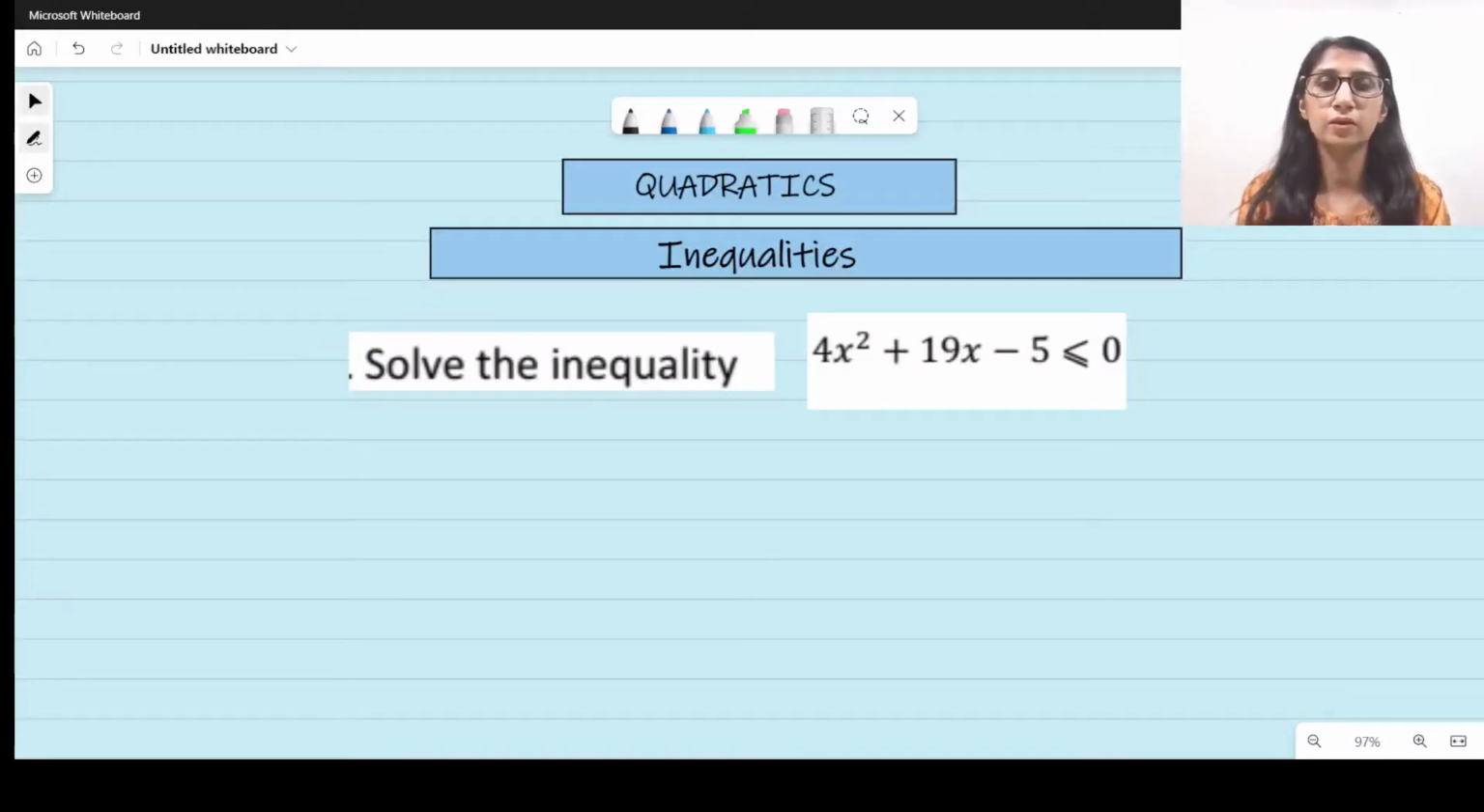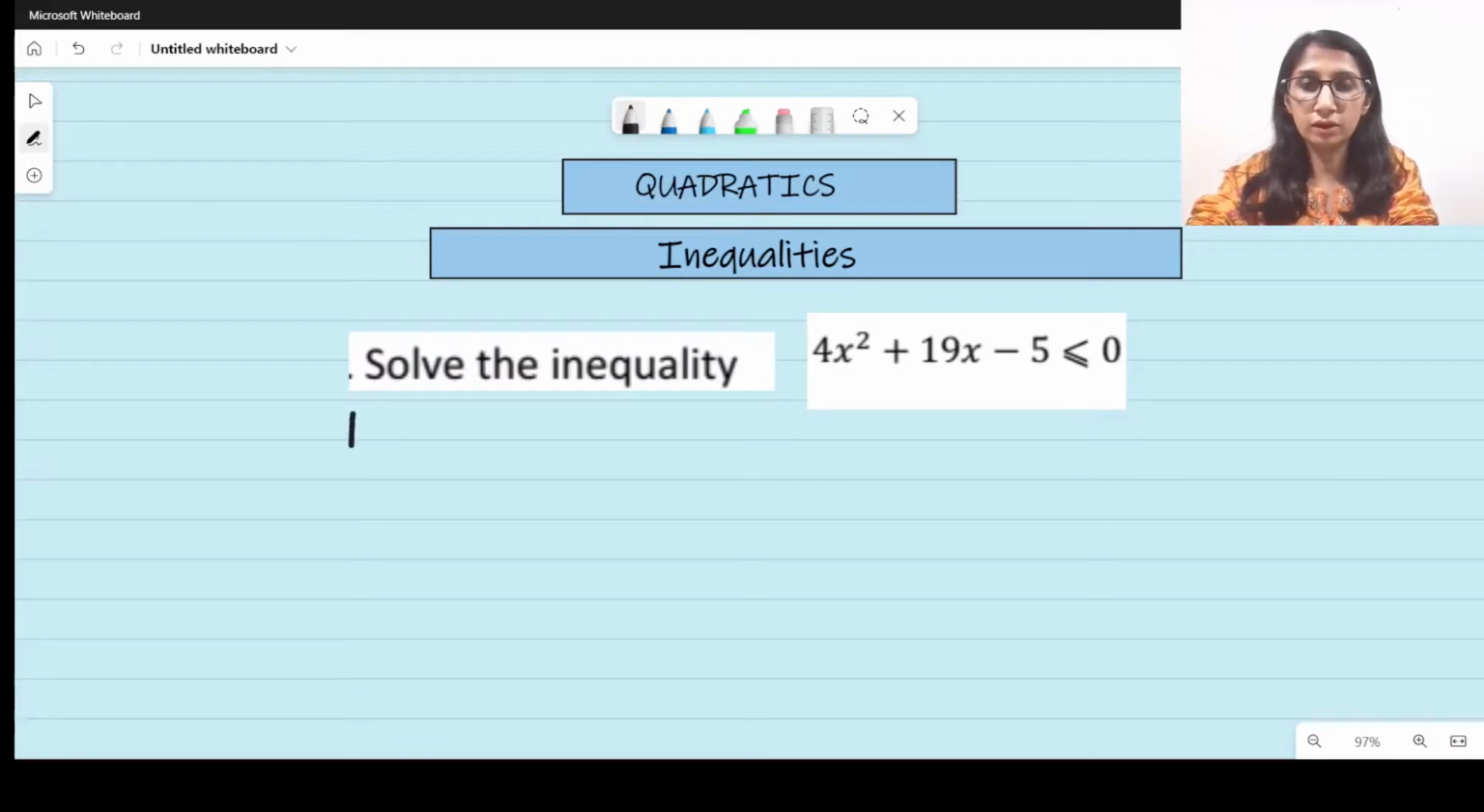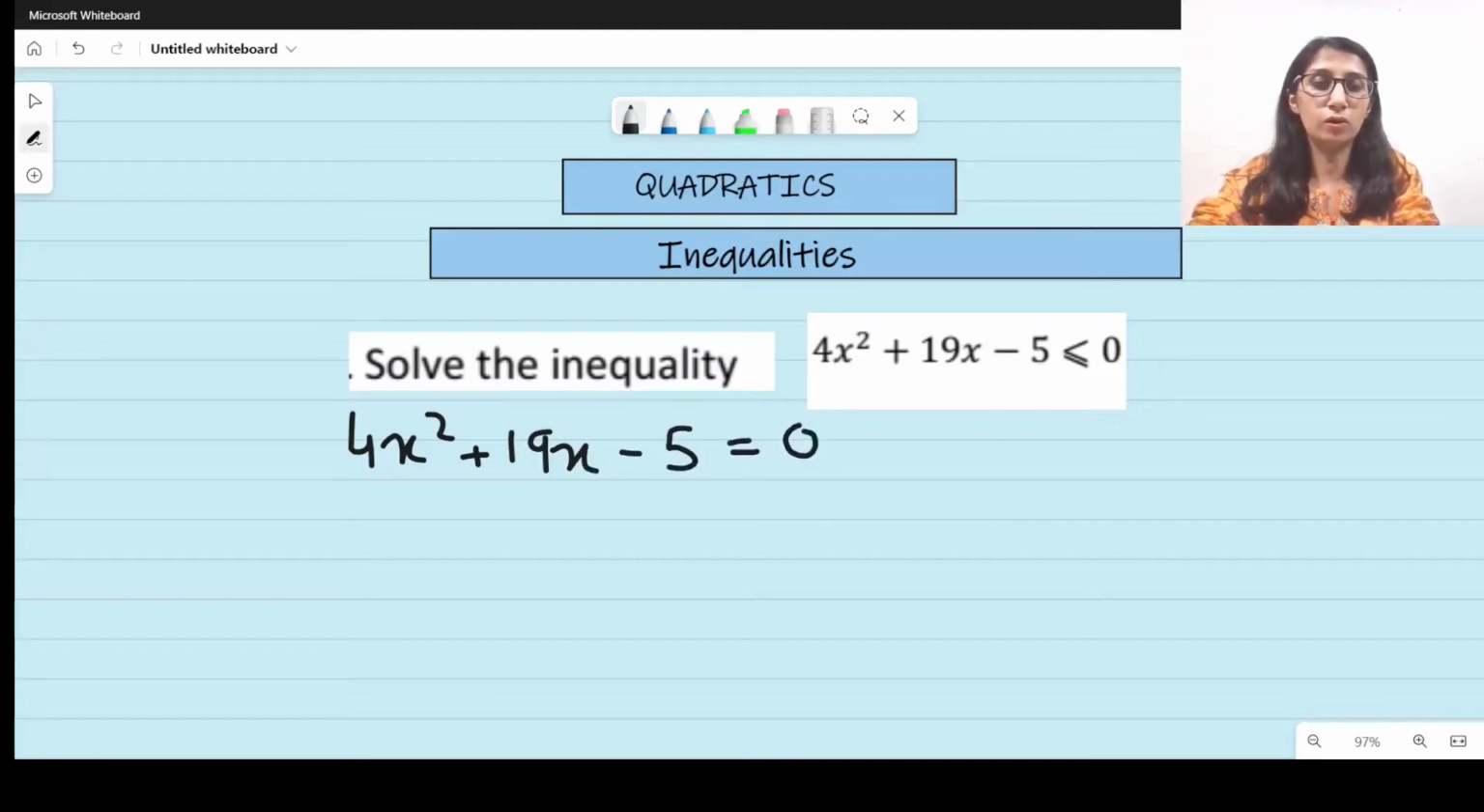Guys, in this lesson we're going to be discussing how to solve a quadratic inequality. Let's get started. So the question is, solve the inequality 4x squared plus 19x minus 5. What we'll do in the start is just treat it as a simple quadratic equation, which we all know how to solve, hopefully.